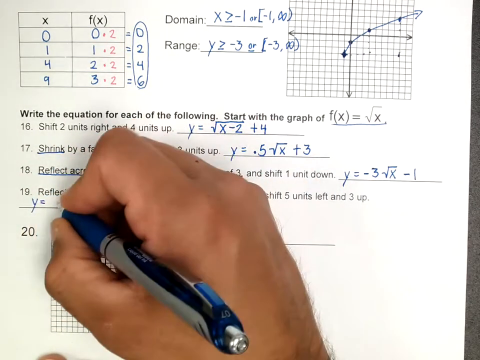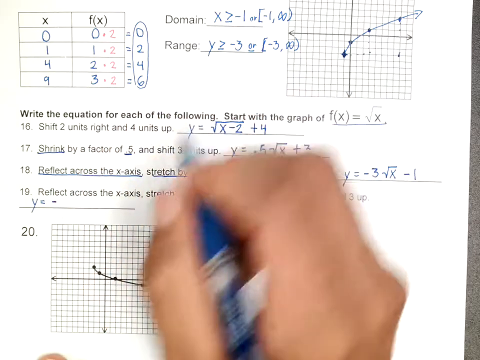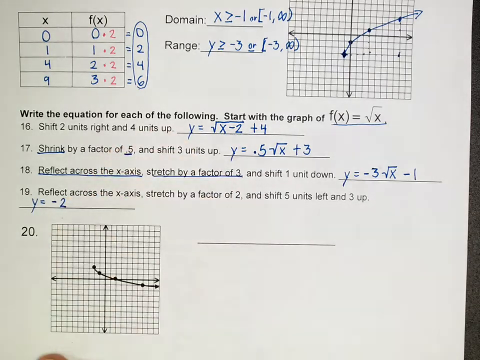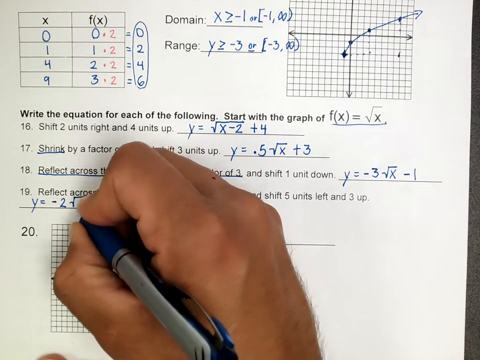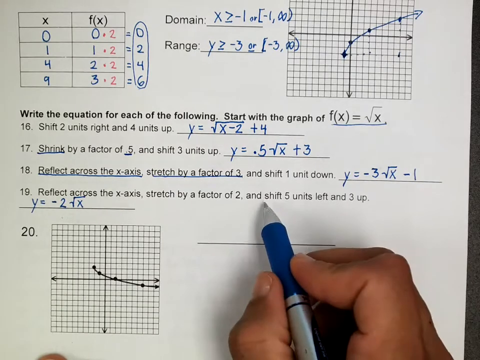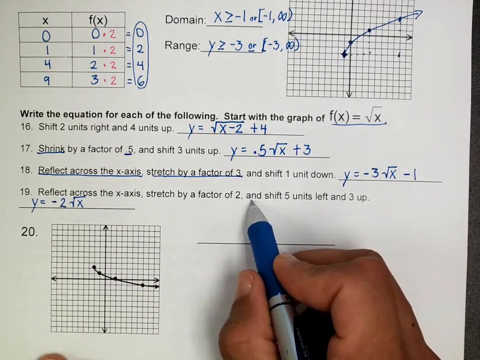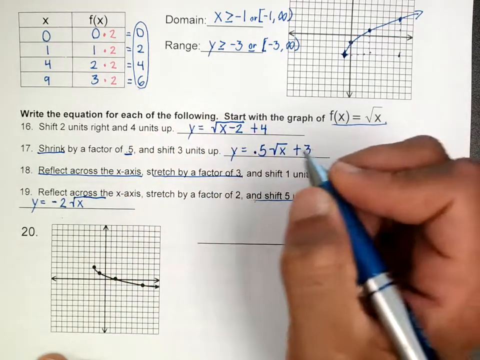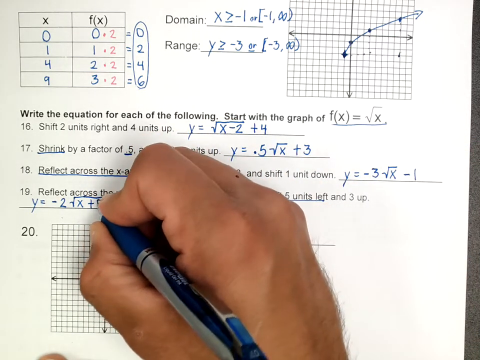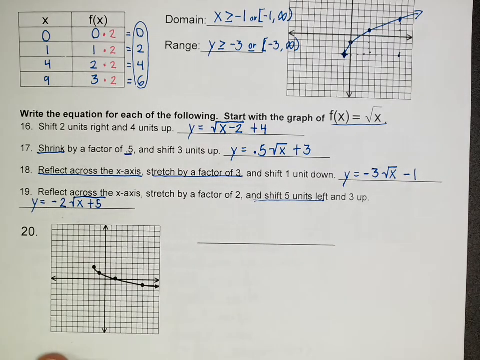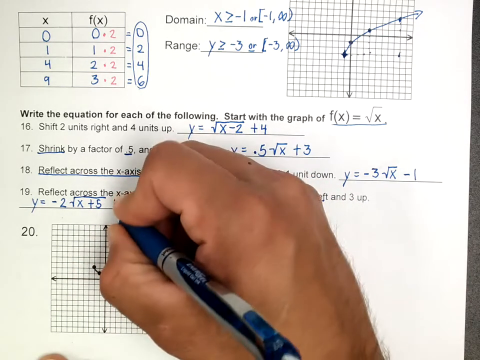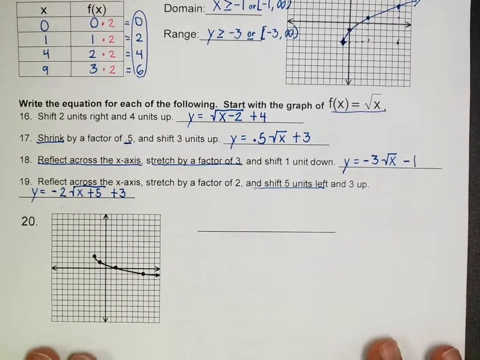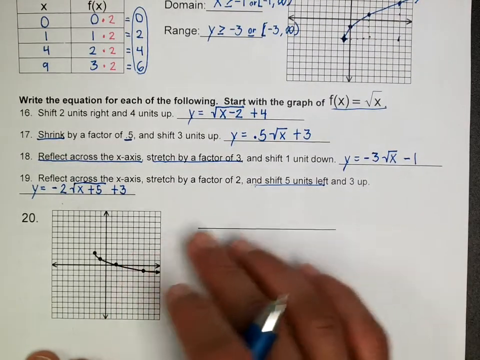We're going to reflect across the x-axis. So we have a minus. It says stretch by a factor of 2, which means I'm going to put a 2 in front of the square root. Now it says, and 5 units left. That's going to go inside the square root. Now left means I'm going to put a plus 5. Remember, x is a liar. And then finally 3 units up. So I'm going to write that 3 outside the square root.